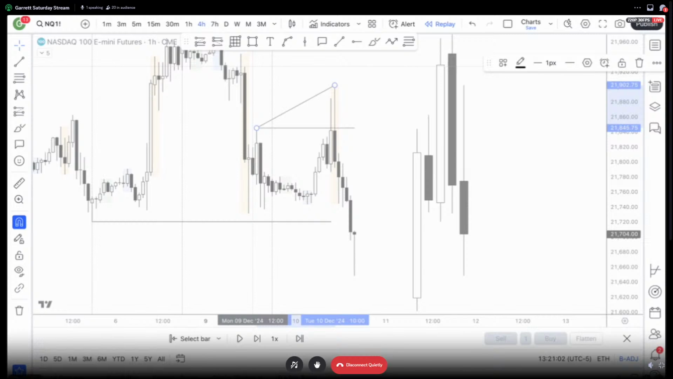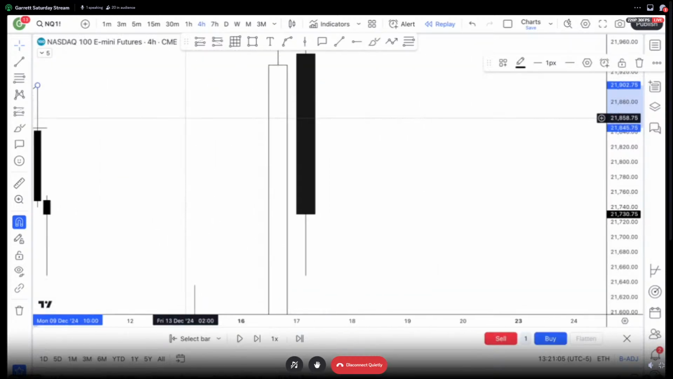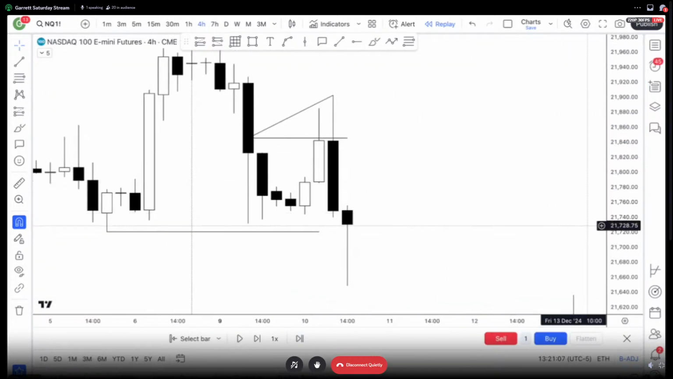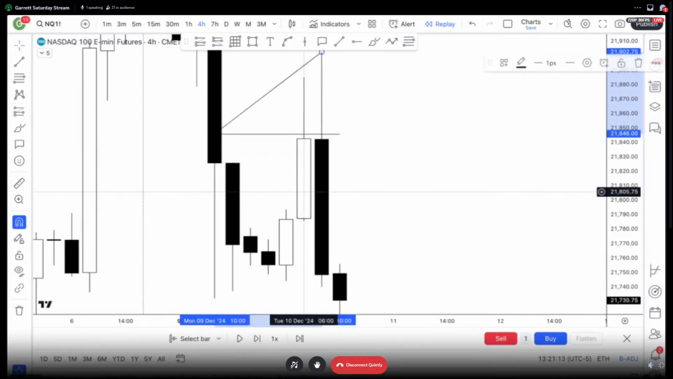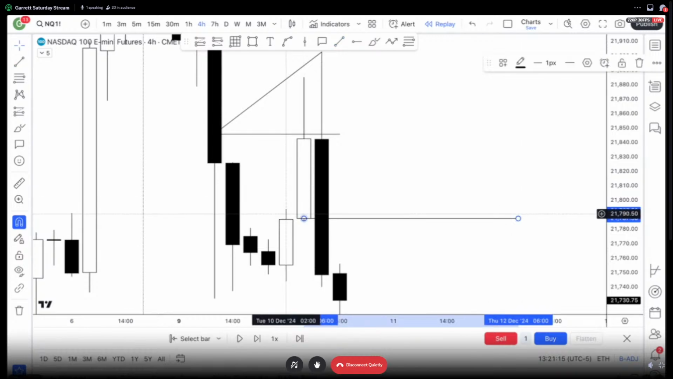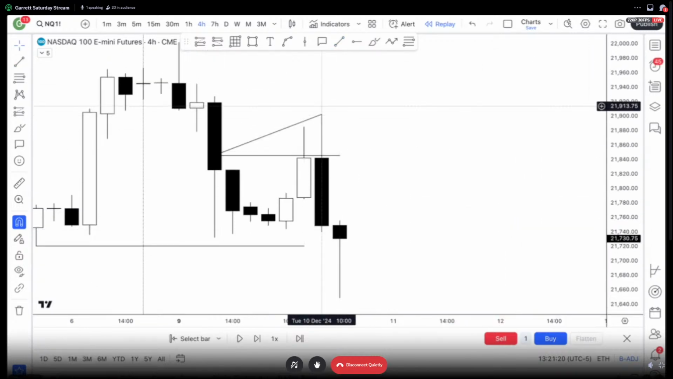If I go to the 4-hour chart, we're not going to trade this right when we hit this fair value gap or this high right here. Why? Because the 6 a.m. candle is an expansion candle. We're going to wait for the next candle to become some sort of expansion candle.